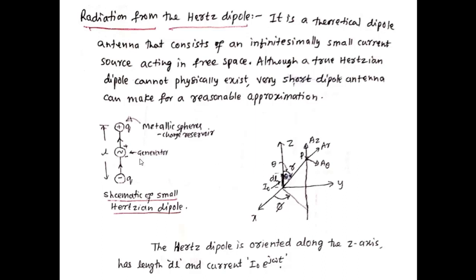Let us consider a generator with voltage plus or minus, and here this is the metallic space charge reservoir plus Q, and below this the negative charge reservoir. The length of this is small l. This is a schematic of a small Hertzian dipole. The Hertz dipole is oriented along the z direction, that is along the z axis, has small length dl, and the current is I naught, varying sinusoidally, therefore it is I naught into e raised to j omega t.